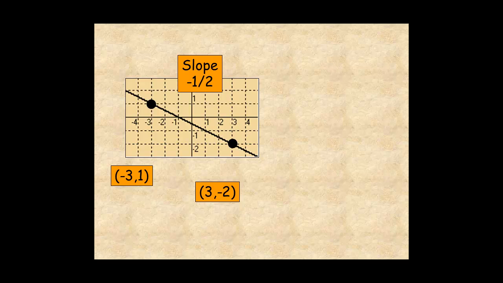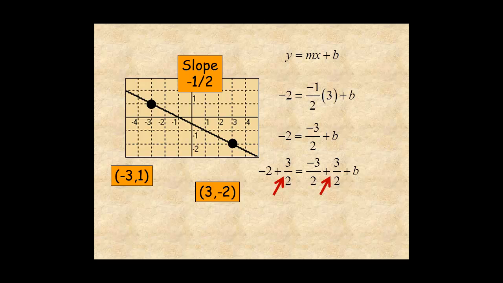Now that you have the slope, you can substitute into the slope-intercept form with the slope and the coordinates of either point. We'll use the second point. Substitute m equals -1/2, x equals 3, and y equals -2. Then -1/2 times 3 is -3/2. Next, add 3 over 2 to both sides, for b equals -2 plus 3 over 2. That's -4 plus 3 over 2, which is -1 over 2. Since b, the y-intercept, is -1 over 2, the equation of the line is y equals -1 over 2 x minus 1 over 2.